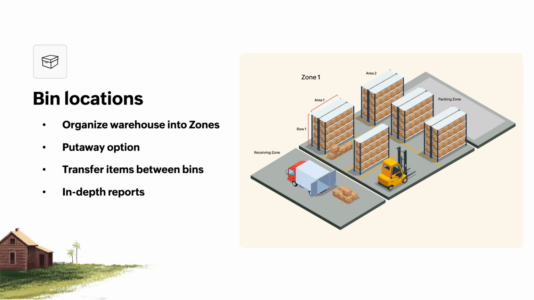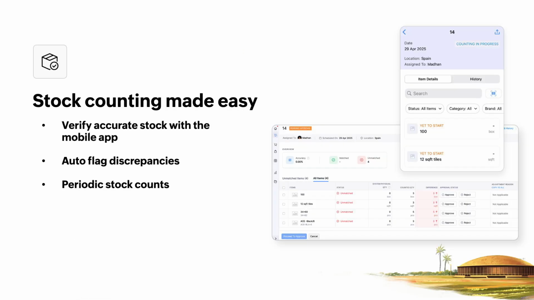And not just that, when you enable bin location for a particular warehouse in our system, you'll be able to organize your warehouse. That is the first thing. And next is, when the items arrive in your warehouse, you'll be able to organize the incoming stock to the respective bins using the put away functionality. And if you want to move items from one bin to the other, in that case, you can also create move orders. And to top it off, we also have in-depth reports where you'll be able to figure out the stock distribution across the various bins.